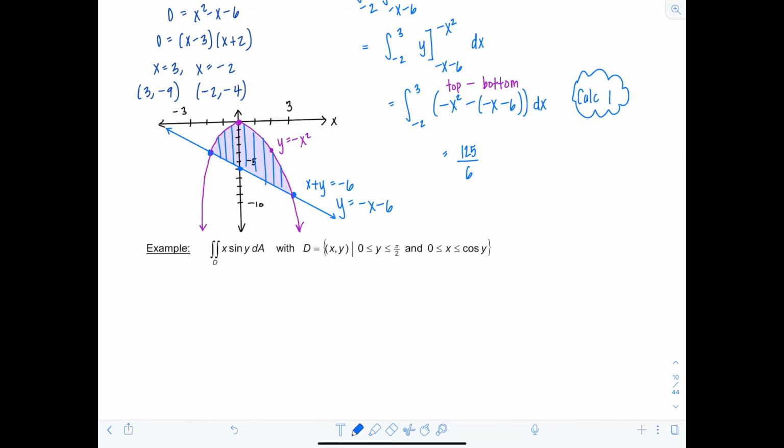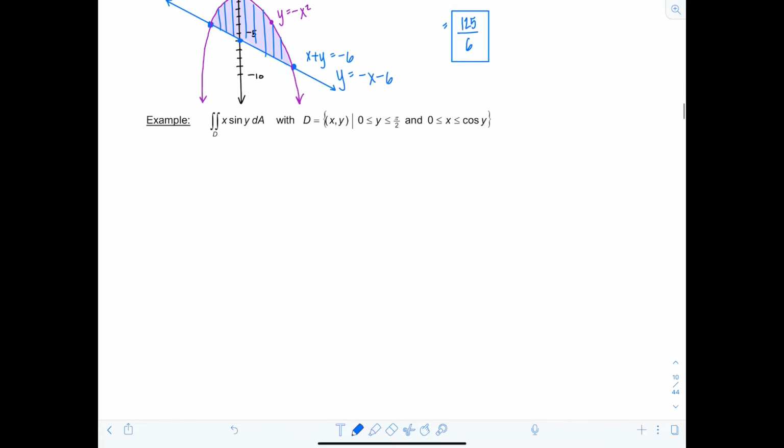All right. Fabulous. The setup is really the meat of the problem, wouldn't you agree? So let's look at another one here. So we have the double integral over region D of x times sine of y dA. And this time they're telling me D is the region where y is bounded between 0 and pi halves, and then x is bounded between 0 and cosine of y.